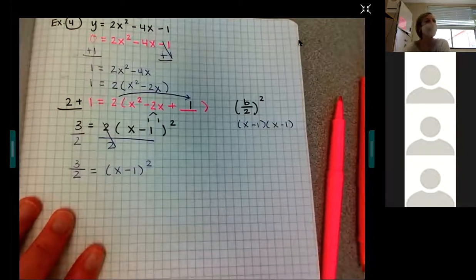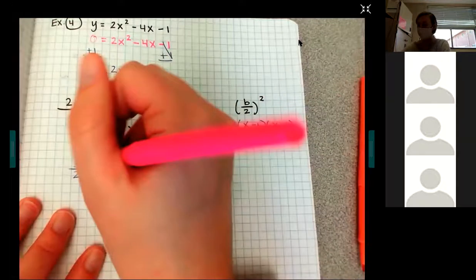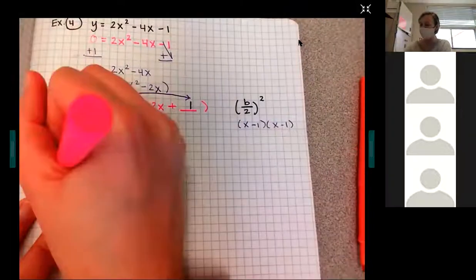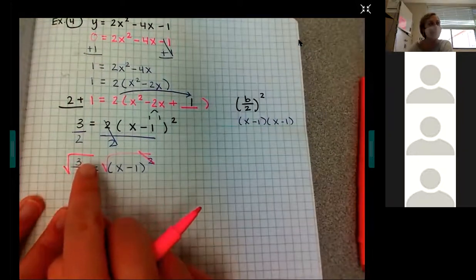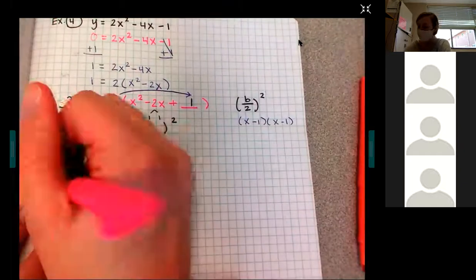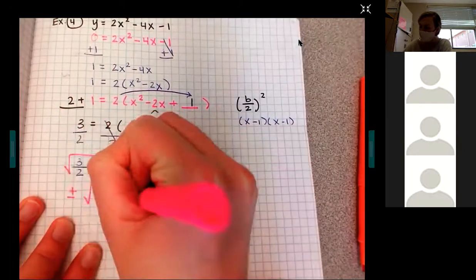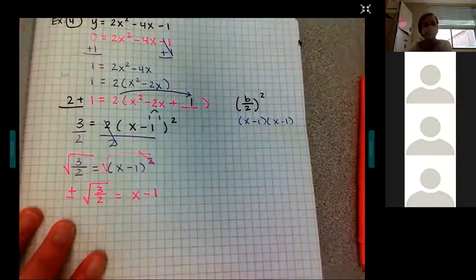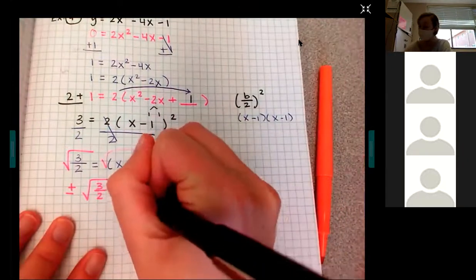And now what do you do to both sides? Square root it. Don't say square it. We square rooting and getting rid of that 2. Can you do the square root of 3? Can you do the square root of 2? So what do you think I want you to do with this? Leave it. Plus or minus square root of 3/2 equals x minus 1. And how do you get the x by itself? Plus 1 to the other side.